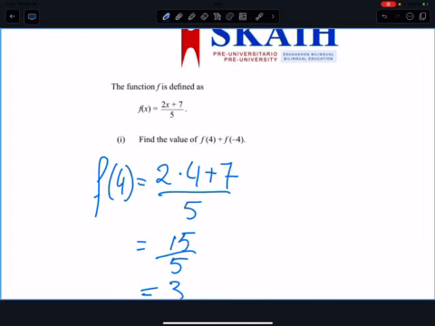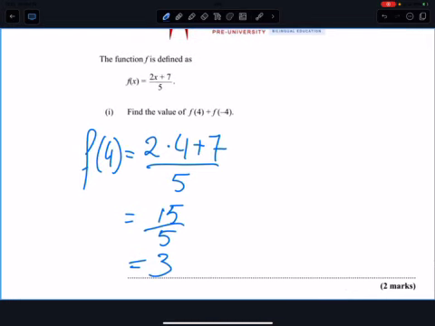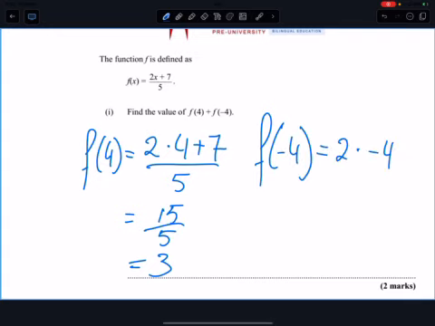Notice here, it doesn't say calculate. So you can just write f4 equals 3. There's no calculate or determine. The function is defined down. Find the value. So you can just say f4 equals 3. And f minus 4: 2 multiplied by minus 4 plus 7 divided by 5. If I'm not mistaken, that was 1/5.